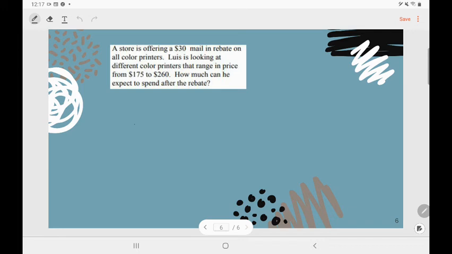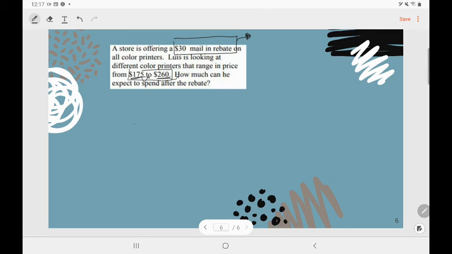Well, if he has a $30 mail-in rebate, let's talk about what that is for just one second. A rebate means it's pretty much like a $30 coupon. So if he has a $30 coupon and he is looking at printers in the $175 to $260 range, that means he can probably afford more than this range. His range is actually going to go up a little bit. So let's go ahead and write our inequality.